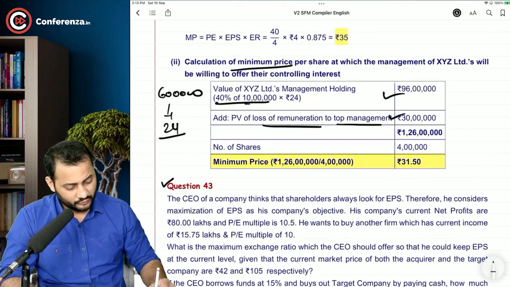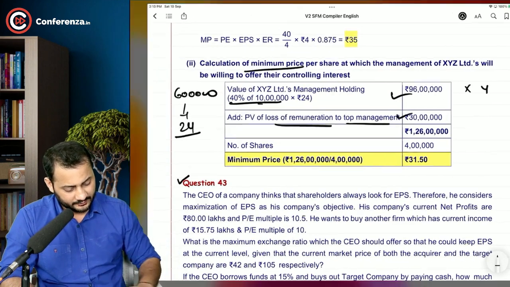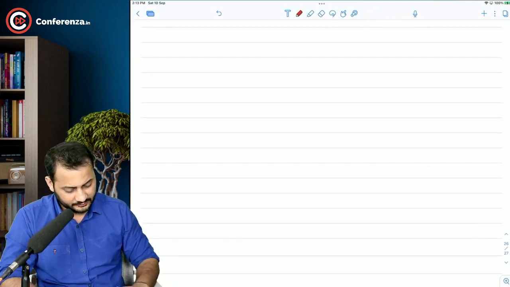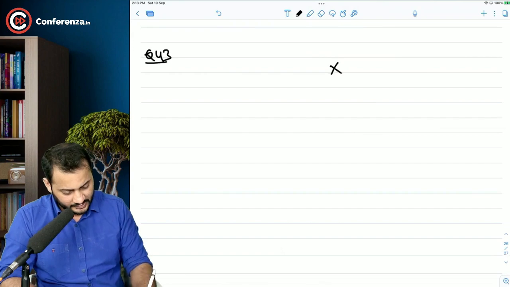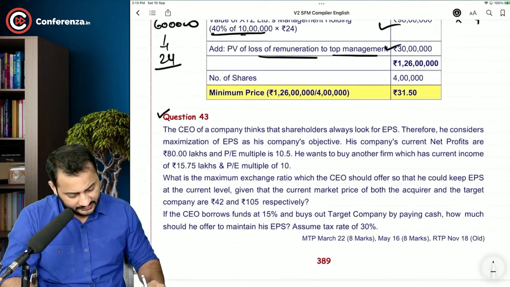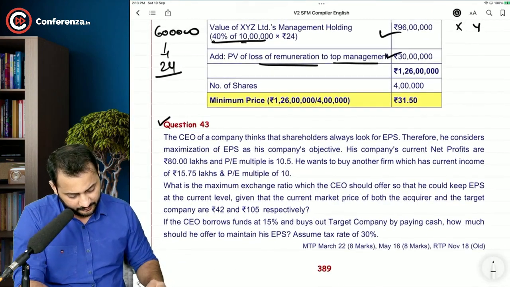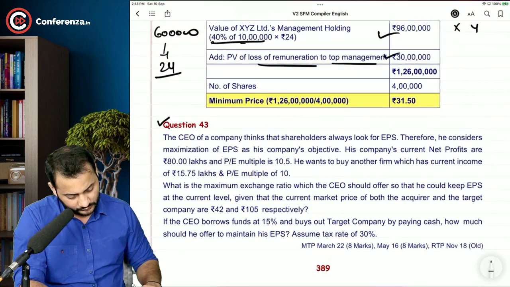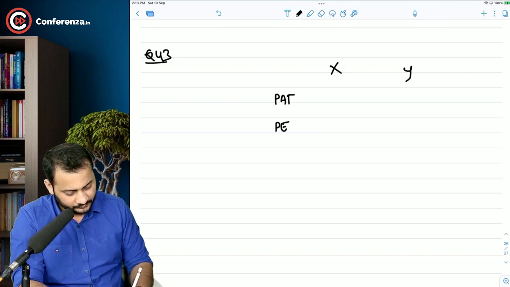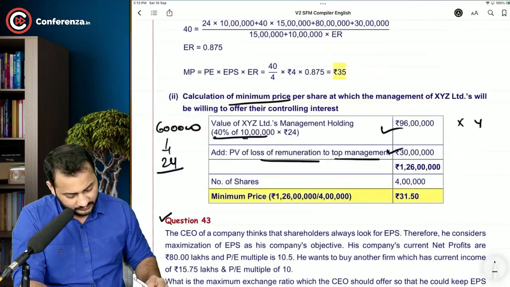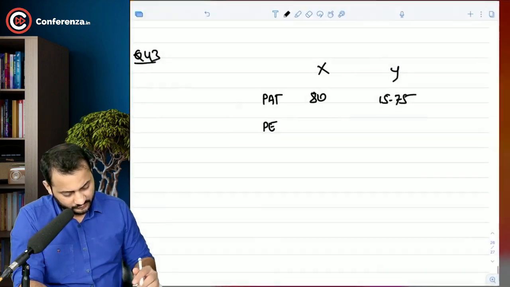So let's say there are two firms, X and Y. We will write it here. Question number 43. X and Y, what are the details? The details are net profit, PE ratio. Profit after tax: 80 and 15.75 lakhs. PE ratio is 10.5 and 10.